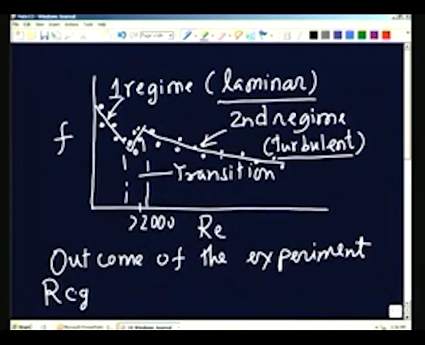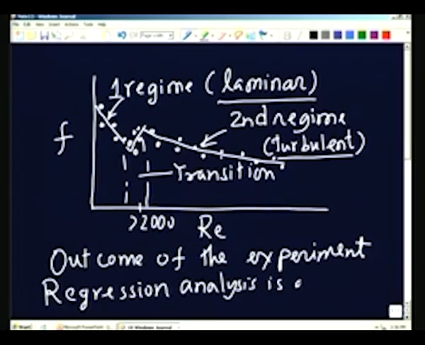So, we will say regression analysis is appropriate for this kind of experiment. So, the number of experiments must be so chosen that we are able to resolve the regime. We know that there is a laminar regime, there is a turbulent regime. We must take enough number of data so that we can get some points here and some points in the second regime. Then only we will be able to resolve all these features.